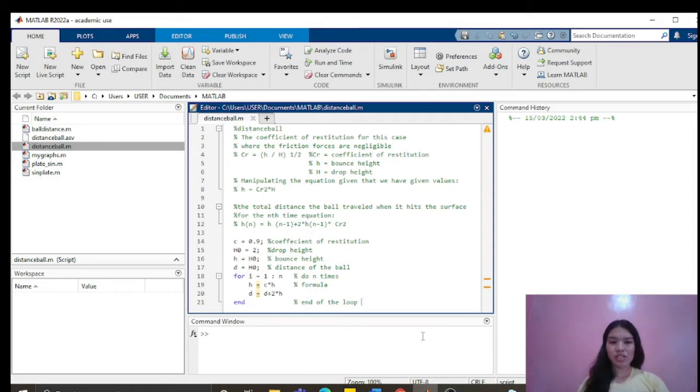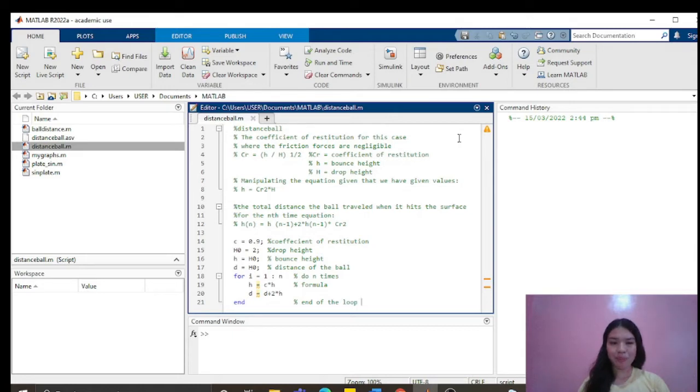As you can see in my script, in the first line, I commented the file name of my script file, and from line 2 till line 12 is a little bit of explanation for the formula that's going to be used in this problem.